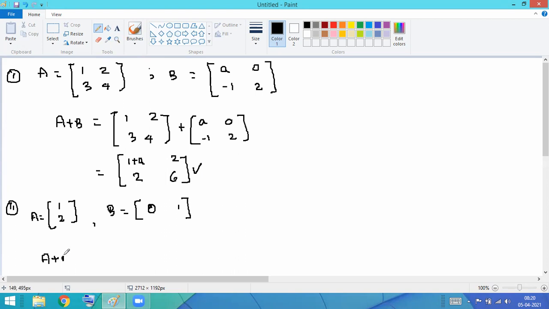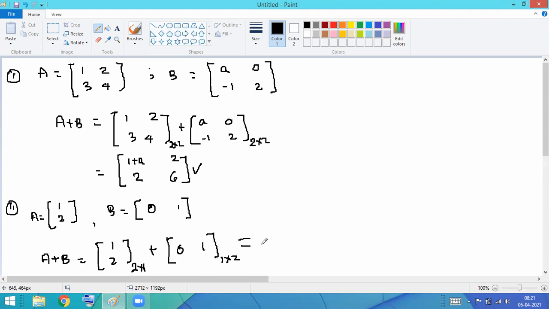Now, can we find the A plus B here? What will be the A plus B? A we have 1, 2, plus B we have 0 and 1. What is the order of this matrix? 2 row 2 column. This is also 2 row 2 column. What about here? 2 row 1 column. What about here? 1 row 2 column. So what will be the addition of this matrix? You can't add this one, right? Yeah, exactly, we can't add this.